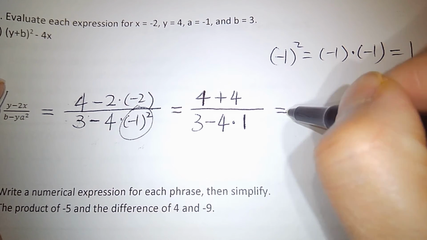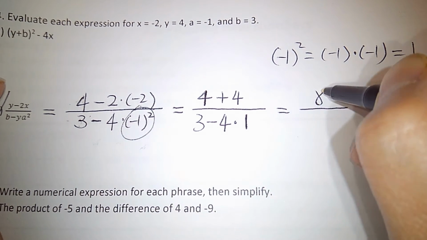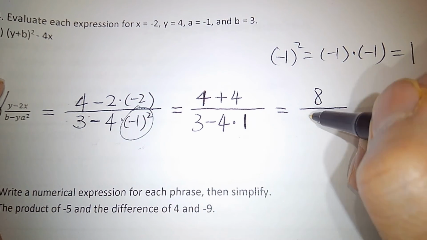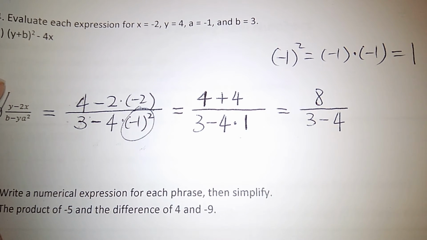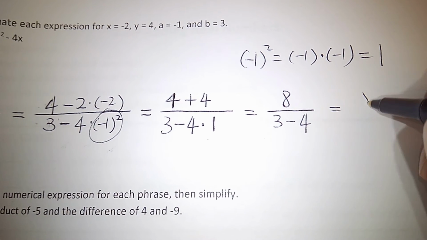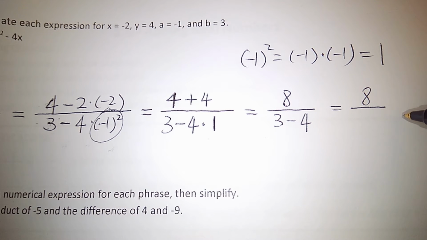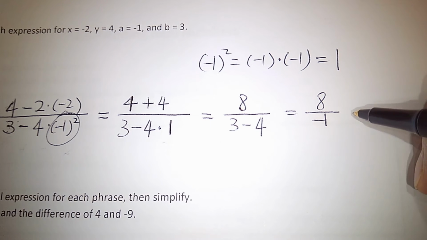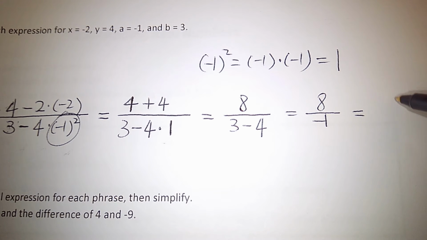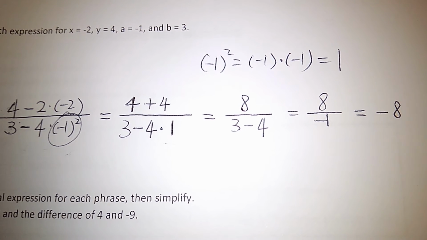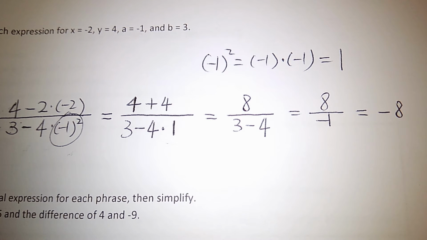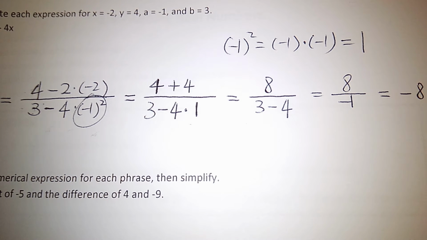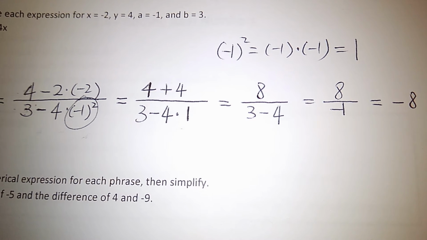Alright, so on the top, 4 plus 4 is what? 8. On the bottom, subtraction, multiplication, we do multiplication, right? So 3 minus 4. So 8 divided by, what's 3 minus 4? Negative 1. So eventually, I would say this is negative 8 over 1, which is negative 8. You guys?